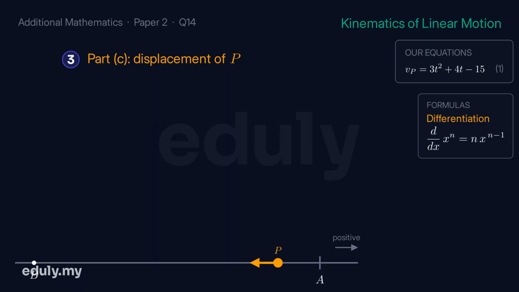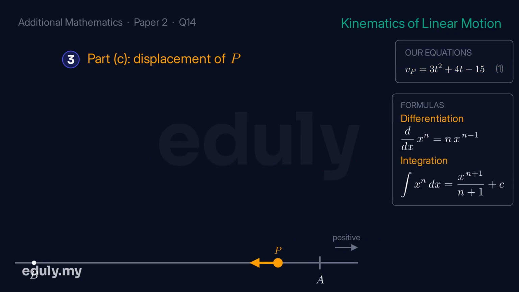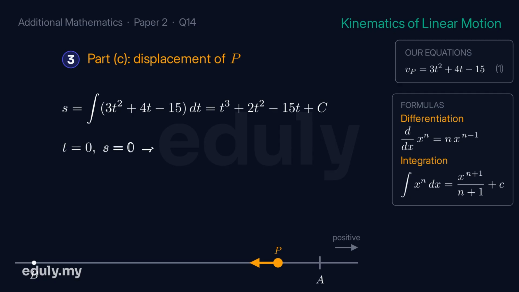Part C. To see how far p travels, we need its displacement. Displacement is the integral of velocity, so we integrate using the power rule. Integrating gives t cubed plus 2t squared minus 15t, plus a constant. We measure from A, so at the start it is 0, which makes the constant 0. So the displacement of P is t cubed plus 2t squared minus 15t.